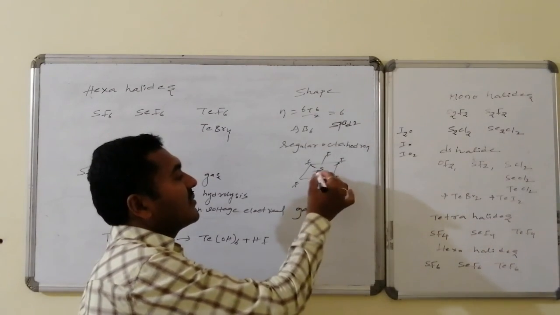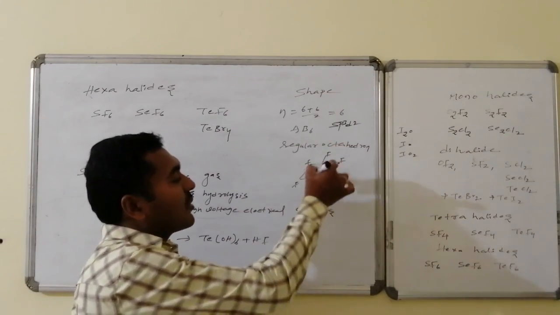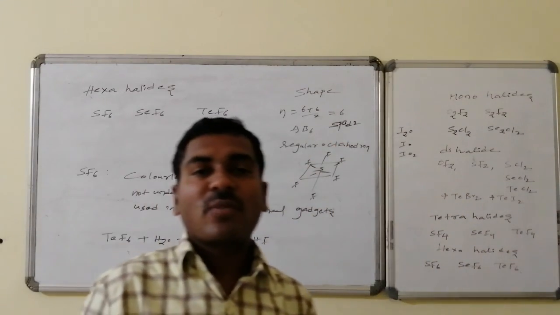Thus sulfur is connected with fluorines like this: these 4 are present in one plane. Above the plane one fluorine atom and below the plane another fluorine atom is present.